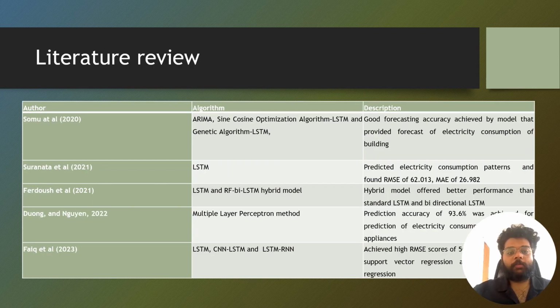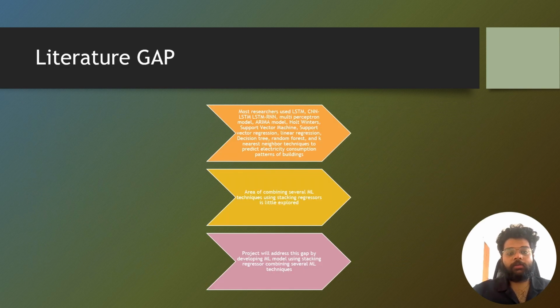This slide represents some more authors such as Somu et al., Suranta et al., Firdosh et al., Dong, and Farik et al., who used mainly neural network based techniques to predict electricity consumption patterns of buildings. Most researchers made use of techniques such as LSTM, CNN LSTM, LSTM RNN, multi-perceptron models, ARIMA model, Holt Winters, support vector machine, support vector regression, linear regression, decision tree, random forest, and k-nearest neighbor to predict electricity consumption patterns of buildings. But use of ensemble techniques such as stacking regressor that combines several ML models is little explored. This project will address the gap by developing an ML model using a stacking regressor combining several ML techniques.